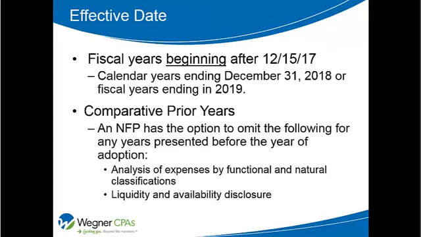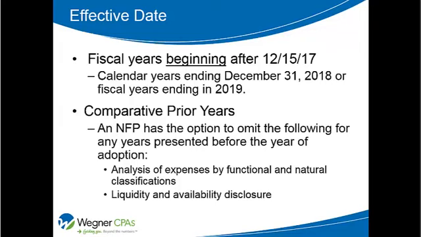Just to reiterate, the effective date for ASU 2016-14, the changes to the financial statements for not-for-profit entities, begins with fiscal years beginning after 12/15/17. So basically, this will be calendar years ending December 31st, 2018, or fiscal years ending in 2019. So any of our financial statements that we're going to start working on for our December 31st clients will need to have this new standard implemented.